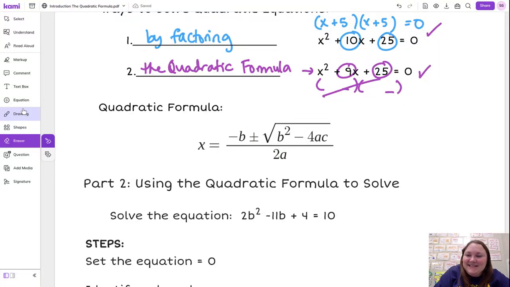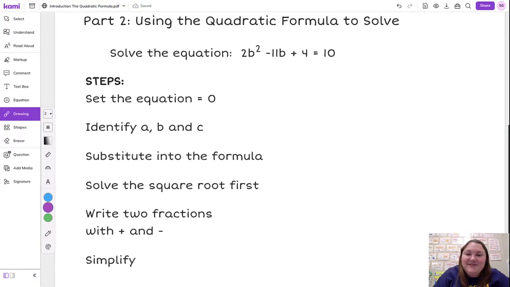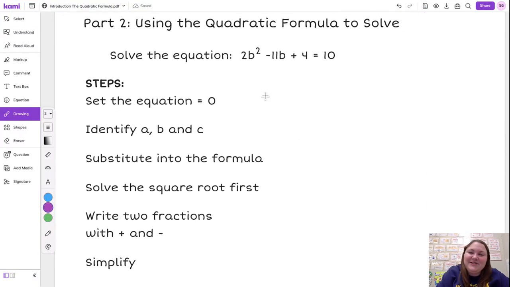The a, b, and c in this formula are coming from that quadratic form, ax squared plus bx plus c, that we've seen in earlier lessons. This is a formula, so it will be the same for every equation, but it does take a little longer to use. I have an equation below that we'll do as an example to see how you can use this formula. So down here, we are going to solve the equation 2b squared minus 11b plus 4 equals 10.